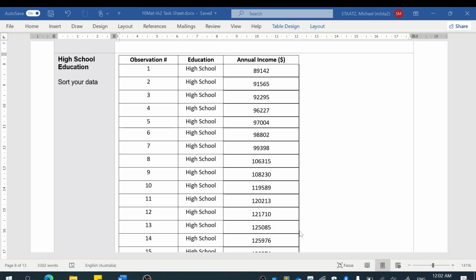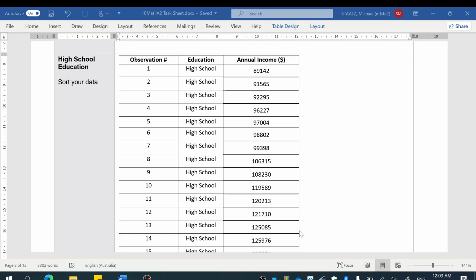Alright, so I'm going to make a short video on how to do the 5-number summary for your data for IA2. Before you start, you need to have sorted your data from smallest to largest for the group high school. You also need to do the same for post-secondary. I've already made a video on that. If you haven't already done this, you need to go and watch that previous video.